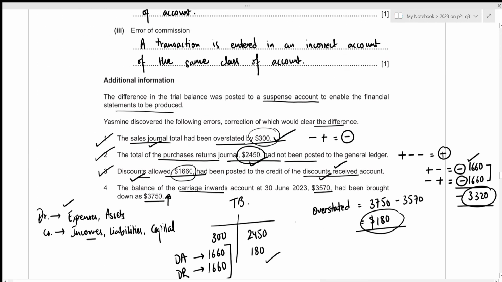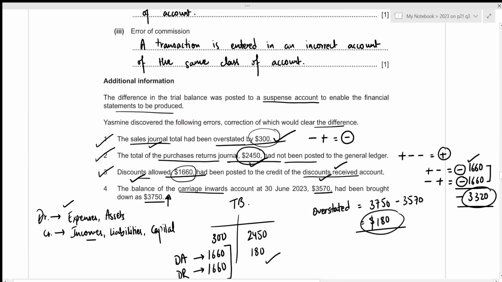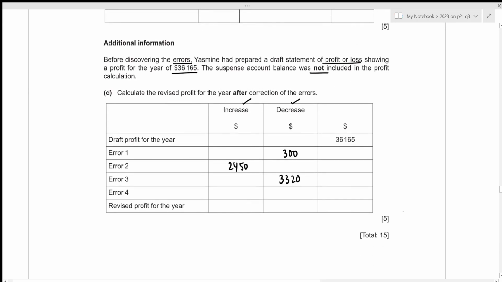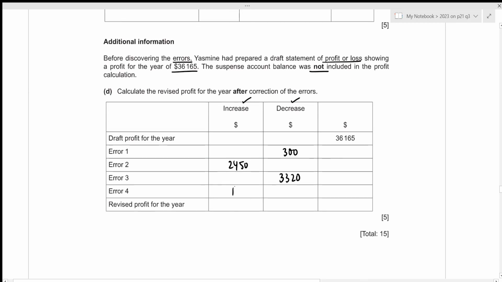Now for error 4, our carriage inwards is overstated by 180. Since this is an overstatement, we subtract it. And remember that carriage inwards is added within our cost of sales, but cost of sales as a whole is subtracted. So that's a negative, positive, negative, which results in positive, which means that in order to rectify this error, we just have to add back the overstated amount of 180. Let's write it down. This will go on the increase column.